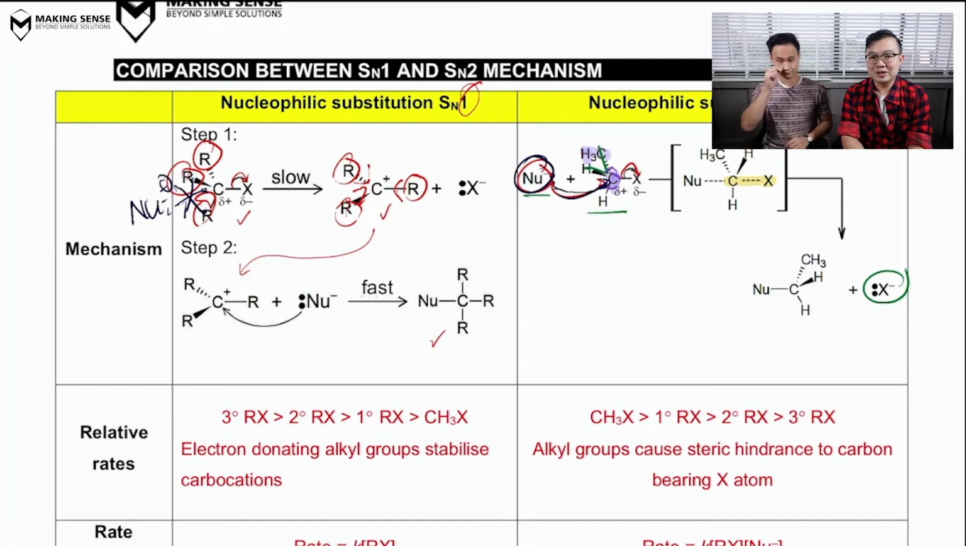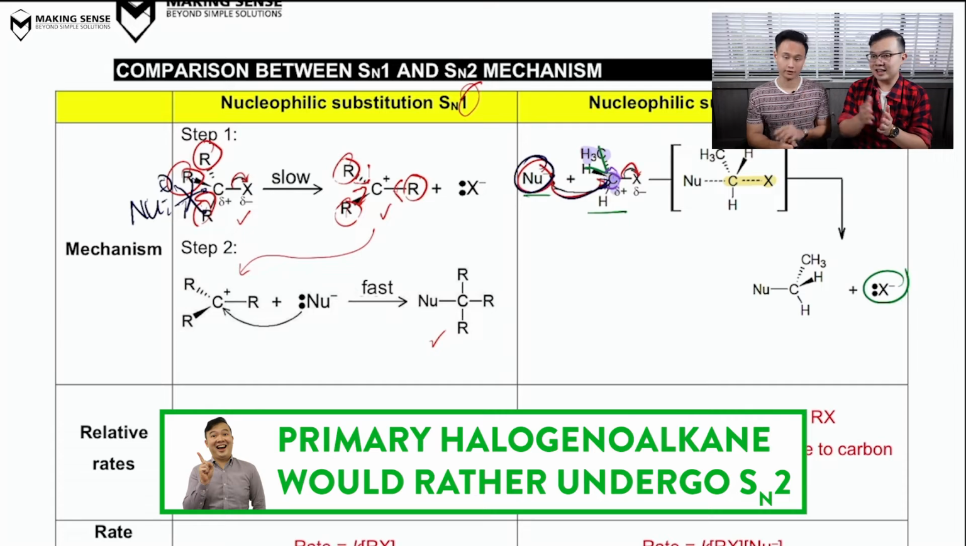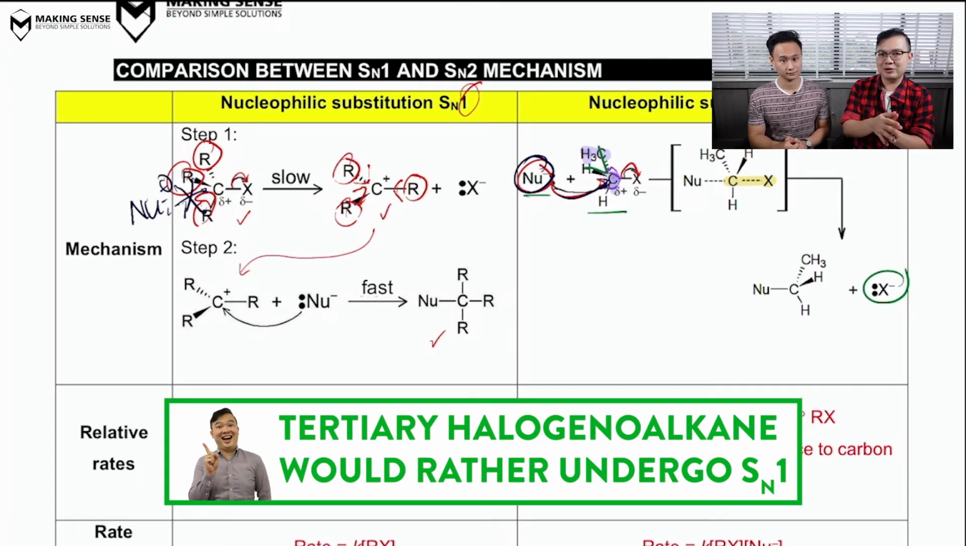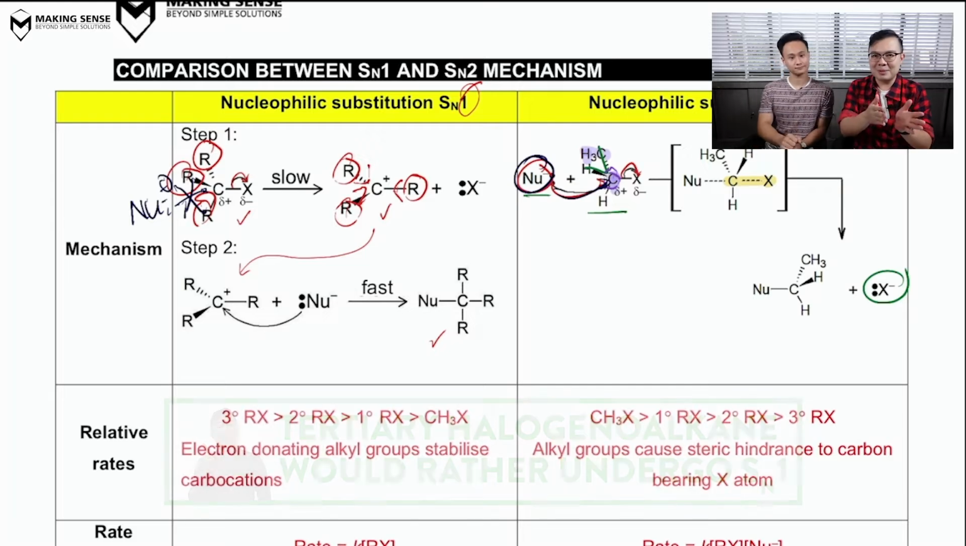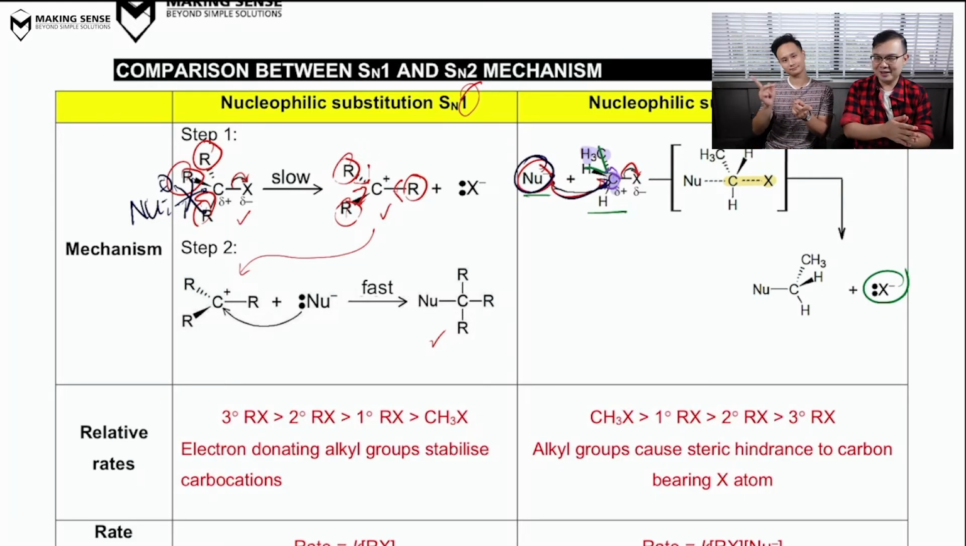Okay? Right. So let me summarize this for you. In general, if you have a primary halogenoalkane, it rather undergoes SN2. And if you have a tertiary halogenoalkane, it rather undergoes SN1. So a big number becomes small, a small number becomes big, right?